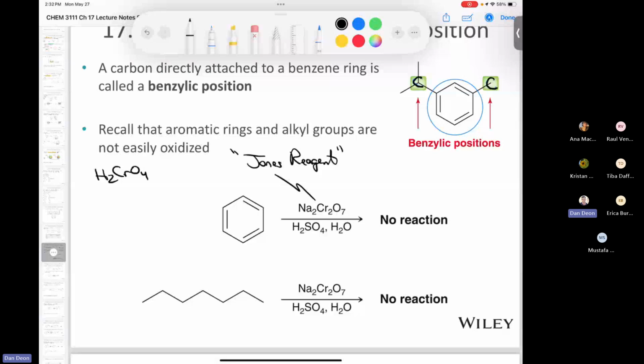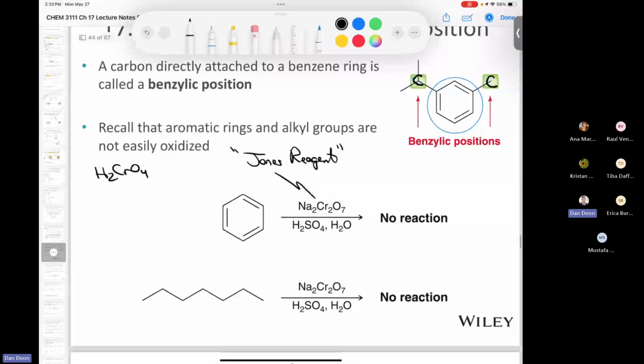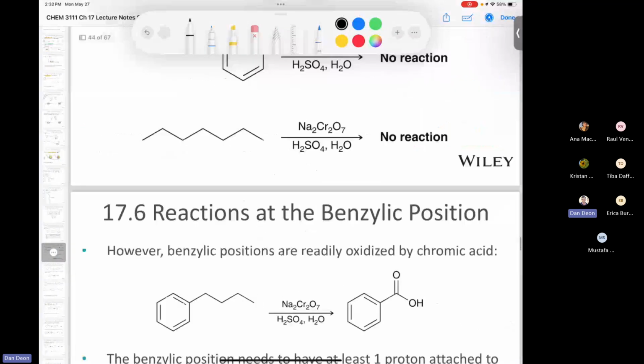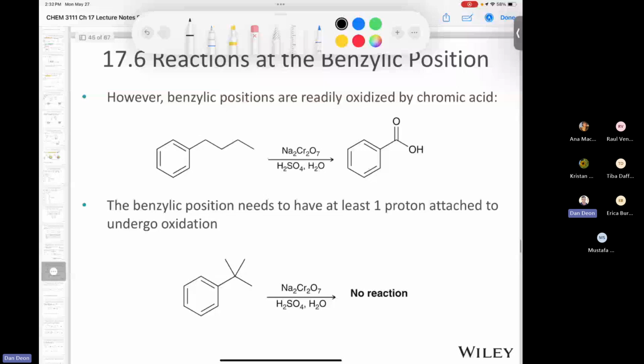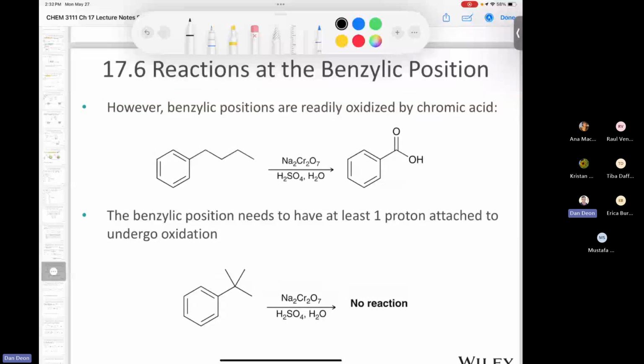Nothing happens whatsoever. However, if you have an aromatic ring with a benzylic position on it, and notice that the benzylic position on this molecule has two hydrogens, there's one here and one here, so you would just call this butylbenzene. If you treat that with the chromic acid, then what it does is it oxidizes the carbon at the benzylic position all the way to a carboxylic acid.